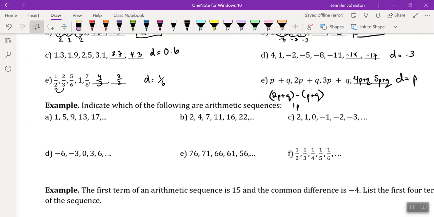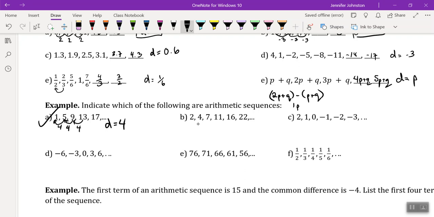All right, which of the following are arithmetic sequences? Beforehand we were looking at all arithmetic sequences, but here there may be some that are not arithmetic. Let's check. 5 minus 1, that's 4. What about 9 minus 5? 4. If you're getting them all to be the same, then yes, it is arithmetic. So this one is, and we get a common difference of 4.